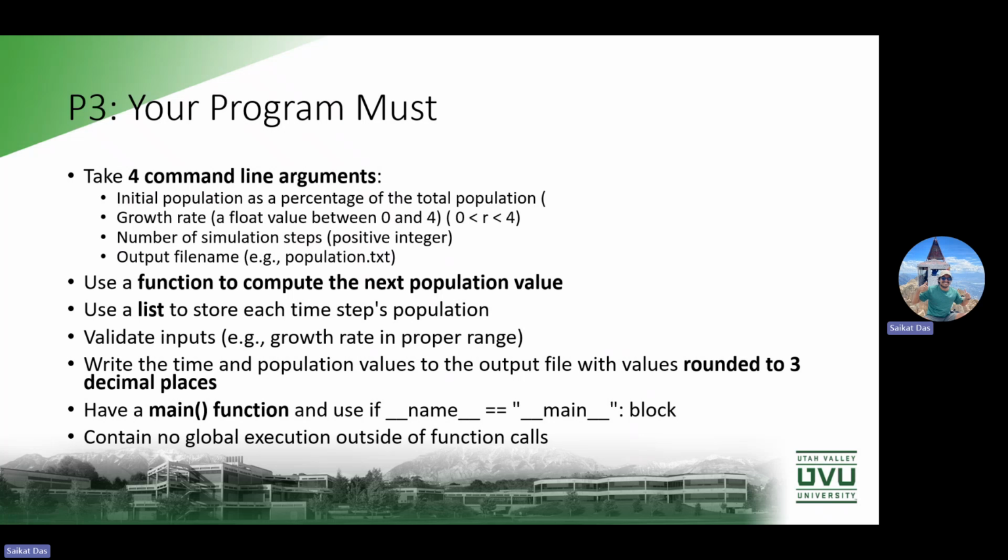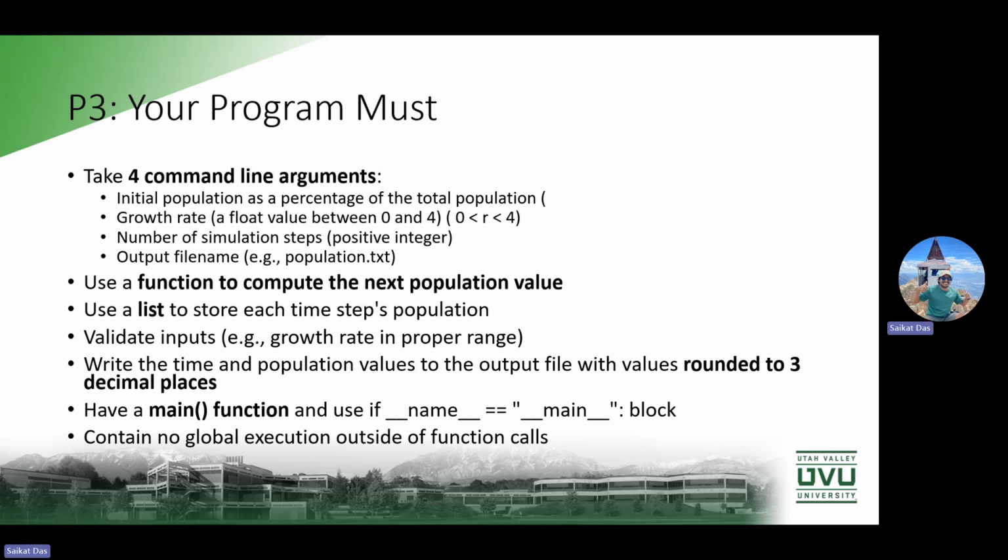Then the output file name, and the file name should end with dot something. In this particular project, we'll be working with a txt file, but you could use a different file extension. File name can be validated by the dot and the extension name. These are the 4 input things, and you need to validate those inputs. First, you need to validate how many parameters there are. That means your command line parameter count should be 5. First one is the source file name. And then for each item, you need to validate initial population, growth rate, number of simulation steps, and output file name. Make sense?